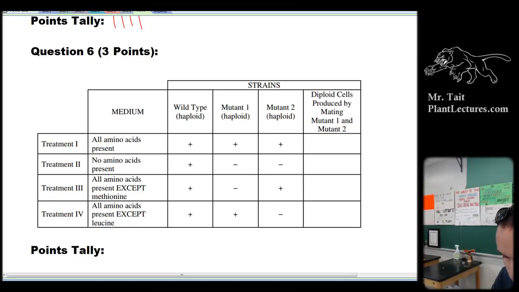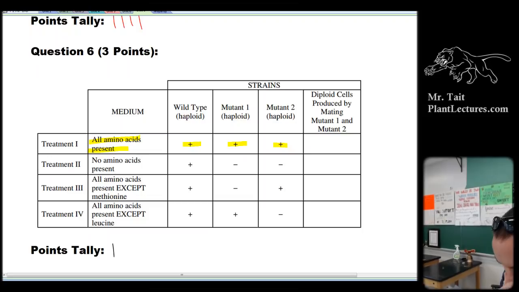So in treatment 1, we can see that we gave them all the amino acids. Okay? So we give them all the amino acids and they all grow in it. Basically what you're trying to determine here is, can these things grow? Right? If we're just growing them normally, are they able to grow? And yes, they are able to grow. And so we call that the control. Right? This is the control to make sure that even if we don't change anything, even if we don't mess with the amino acids, they can all grow. All right. So that's 1 point.